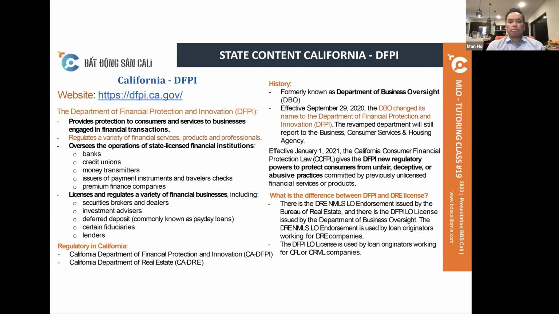A little bit of history. The DFPI was formerly named the DBO, which stands for Department of Business Oversight. Then on September 29, 2020, right after COVID, they renamed it from DBO to the Department of Financial Protection and Innovation. When they did that, they also revamped the department, which still reports to the Business, Consumer Services and Housing Agency. Also, effective January 1st of 2021, the California Consumer Financial Protection Law, which stands for CCFPL.